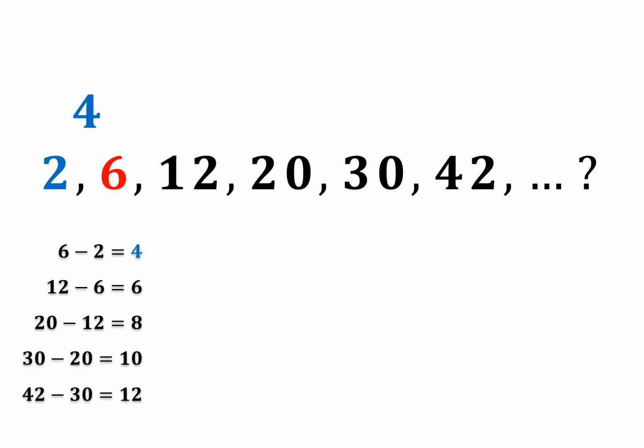Now, look at sequence. 2 plus 4 is 6. 6 plus 6 is 12. 12 plus 8 is 20. 20 plus 10 is 30. 30 plus 12 is 42.